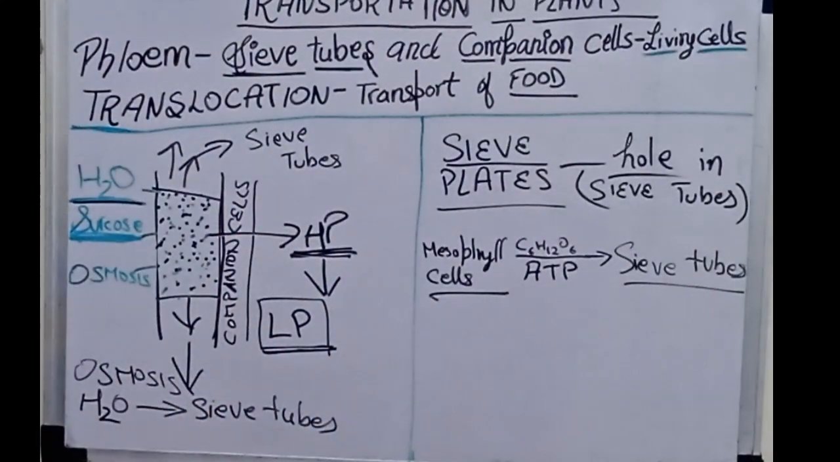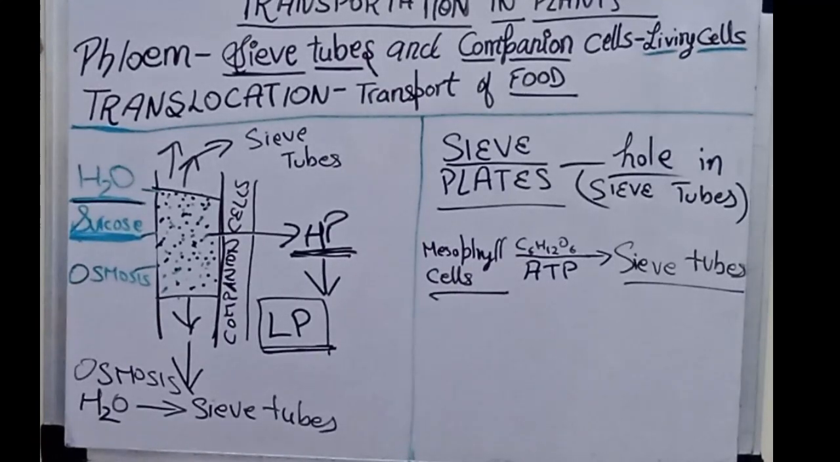Let me just sum it up very quickly. Companion cells, sieve tubes, both are living cells. They are beside one another like this. Now sieve tubes have something called sieve plates, which are just like a hole on the surface of sieve tubes. Sieve tubes are a cell, and leaf are made up of leaf को नहीं कहते. Let's say where the food is made, where the C6H12O6 is produced, those particular cells are known as mesophyll cells.